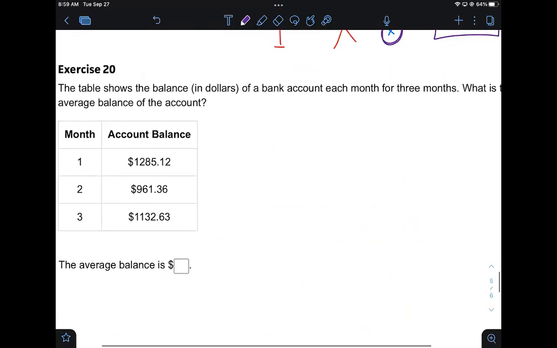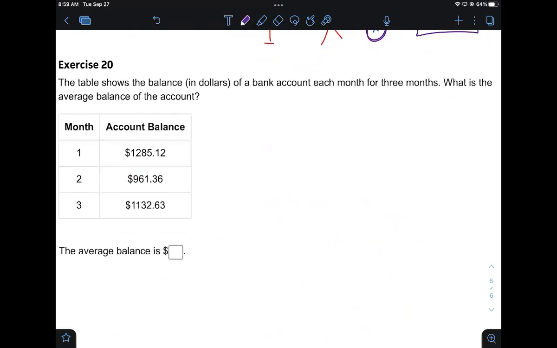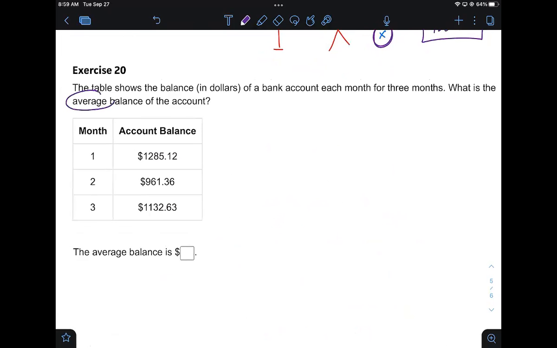Our last problem says the table shows the balance in dollars of a bank account each month for 3 months. What is the average balance of the account? Ooh, average. That's been a while since we've done average. What does average tell you to do? Gavin? It tells you to divide. Divide what though?